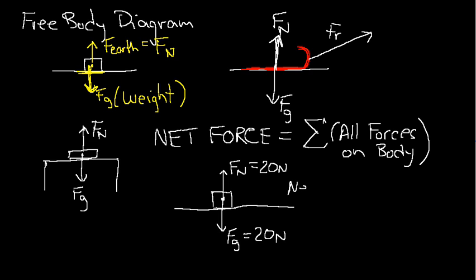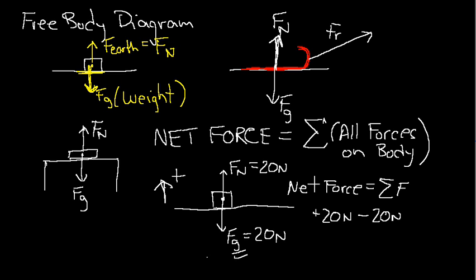So the net force here is the summation of all the forces. So what are the forces? Well, we have plus 20 newtons from the normal force, and then we have a minus 20 newtons, because this is the force of gravity pulling downward. So if we assume that up is the plus direction, we have minus 20. So plus 20 and minus 20 is going to give us 0. So our net force in this case is 0, because the two forces cancel each other out.